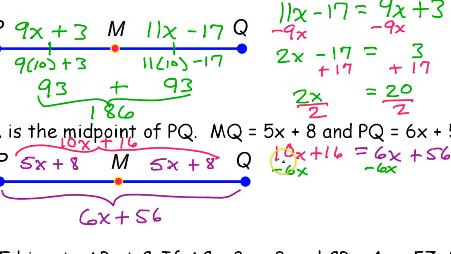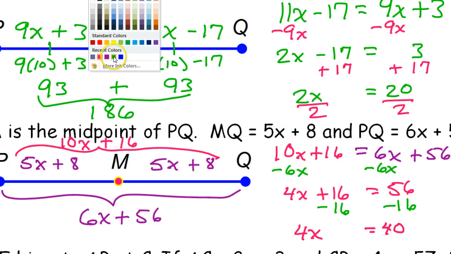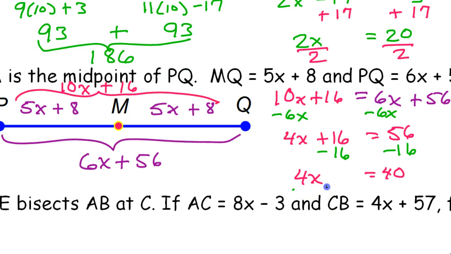Okay, so that's going to give me 4x plus 16 is equal to 56. Next, we will subtract 16 from both sides. So that's going to be 4x is equal to, minus the 6, that's 50, and minus 10 more is 40. And then we will divide by 4. So that's going to give me that x is 10.